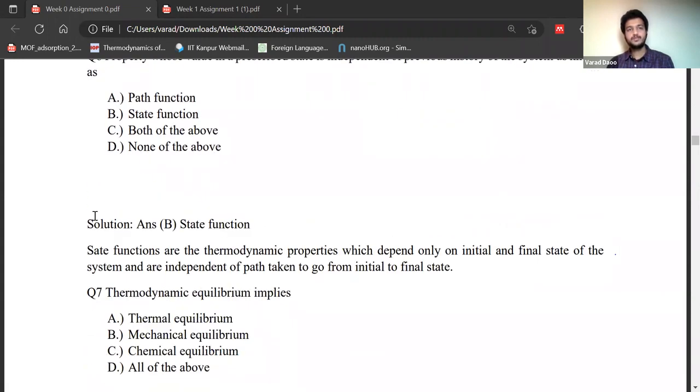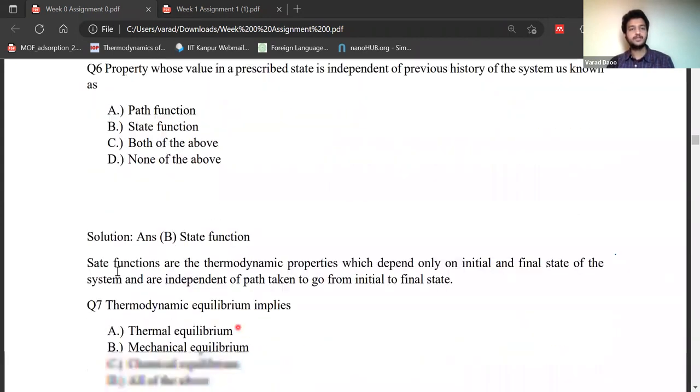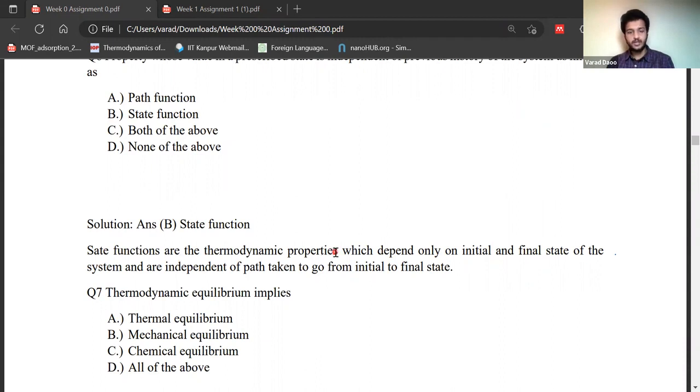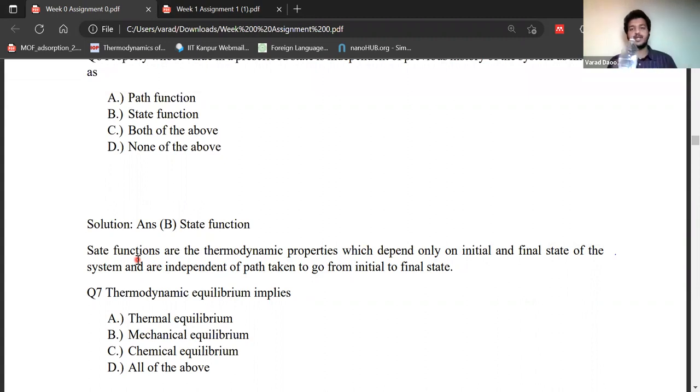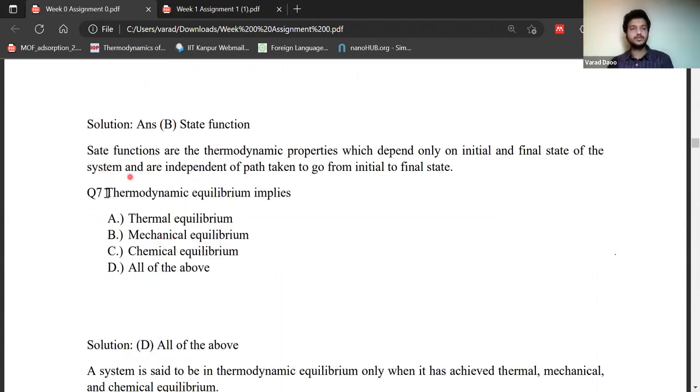Okay. So what is the answer? B, state function. The state functions are the thermodynamic properties which depend only on the initial and final state of the system, this is very important, and are independent of the path taken to go from the initial state to the final state, right? Now I'll wait for 10 seconds. If anybody has any questions, they can ask. So we'll go to the next question.